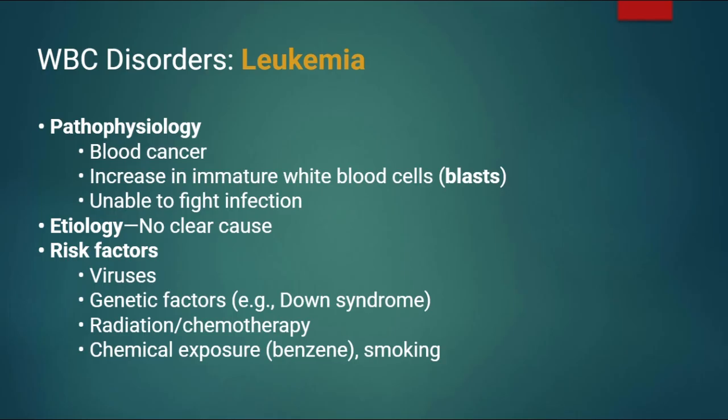As nurses, it is important to remember that patients with leukemia are highly susceptible to infections due to their dysfunctional white blood cells, and they may also develop anemia and bleeding problems because abnormal cells crowd out normal red blood cells and platelets. Our role is to recognize these complications early and provide supportive care while treatment is ongoing.